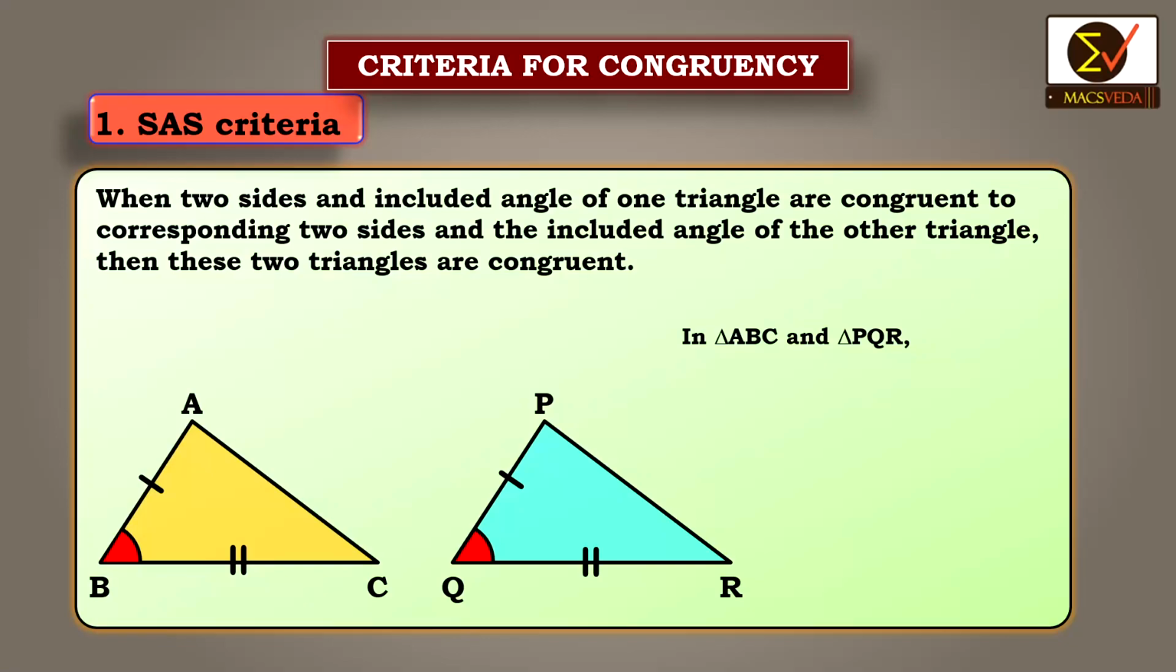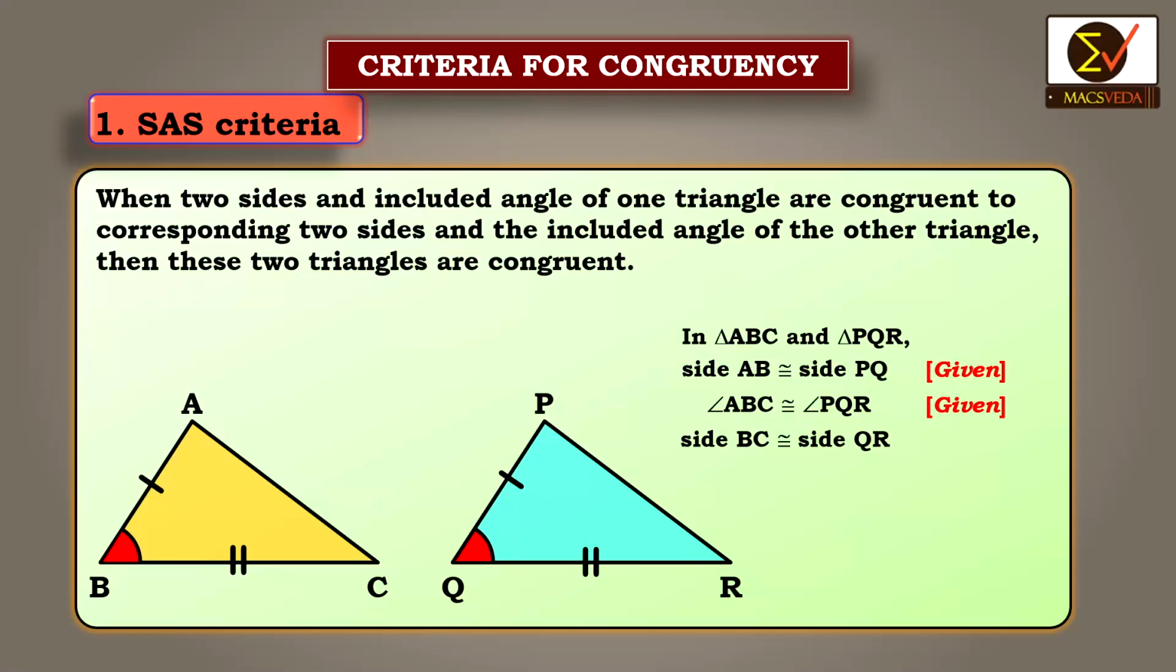That is in triangle ABC and triangle PQR, side AB is equal to side PQ. This is given. And angle ABC is equal to angle PQR given. And side BC is equal to side QR given. Then we can prove that triangle ABC is congruent to triangle PQR. If these three conditions are satisfied, automatically all the corresponding sides of two triangles are equal and also all the corresponding angles of the two triangles are equal.